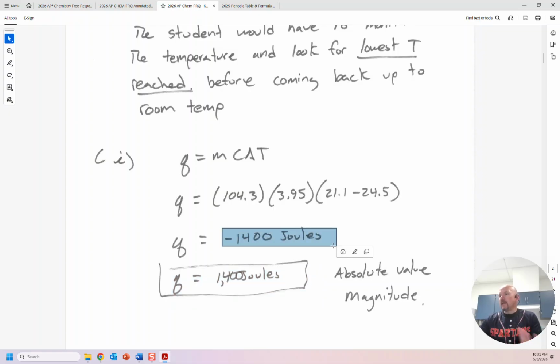The true data is a negative 1,400 joules. But again, that's the surroundings. And then in the next question, when we report the delta H of the reaction, we have to flip the sign to positive because it's an endothermic process.